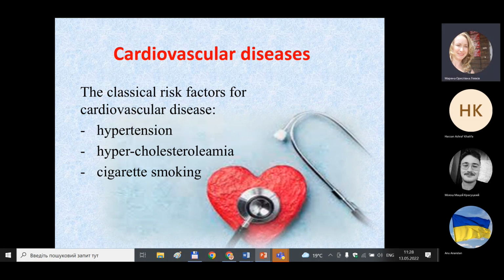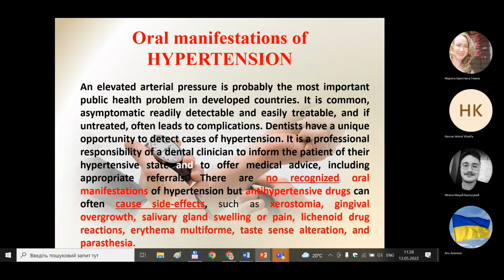cardiovascular diseases. The classical risk factors for cardiovascular disease are hypertension, hypercholesteremia, and cigarette smoking. Cardiovascular diseases, and the most frequent disorder of this is hypertension.